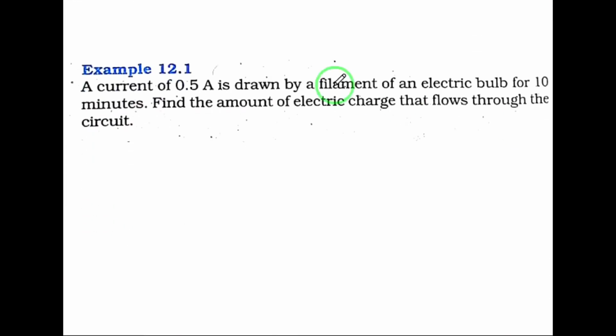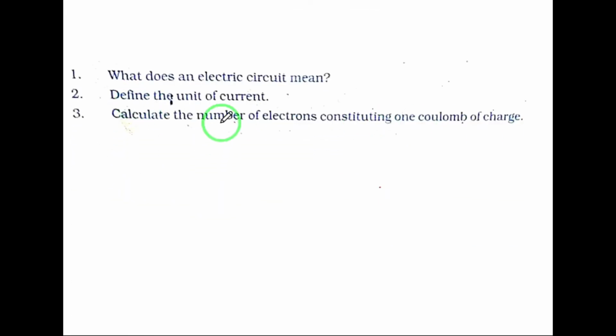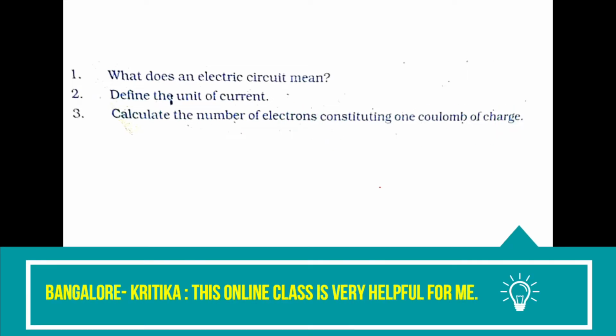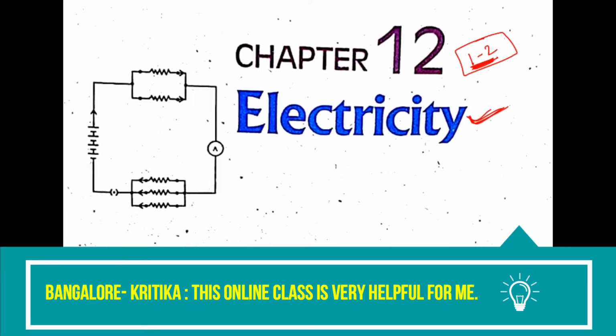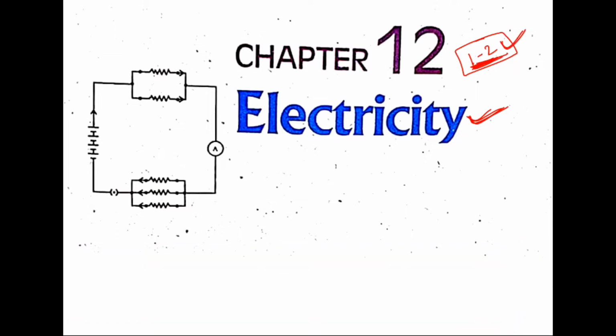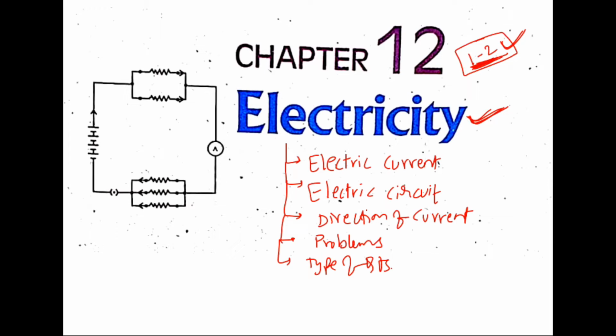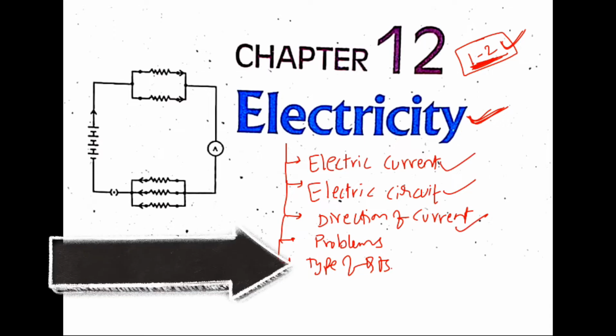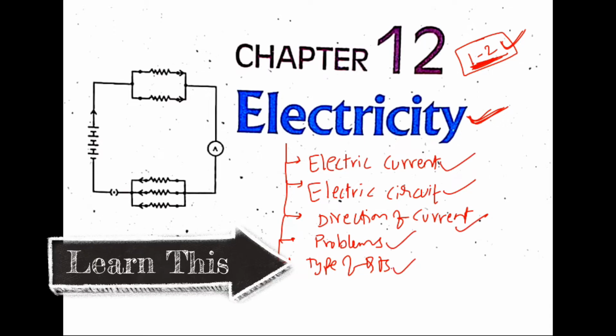After that, an example problem will be discussed, and then 3 questions will be given, and these 3 questions will also be discussed. So this is the content in the first 2 pages, and it will be covered in this class. You will learn what electric current is, what an electric circuit is, the direction of current, problems on this, and what types of questions will be asked.